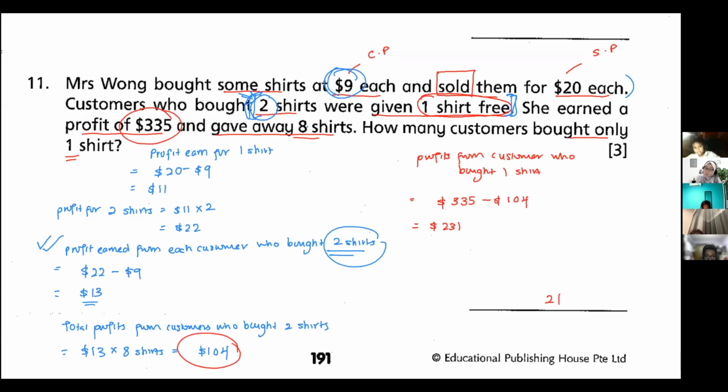So from there, can I find out how many of them bought only one shirt? Can. So I take 231 divided by my normal profit, and I will get 21. So 21 customers bought the one shirt, right?